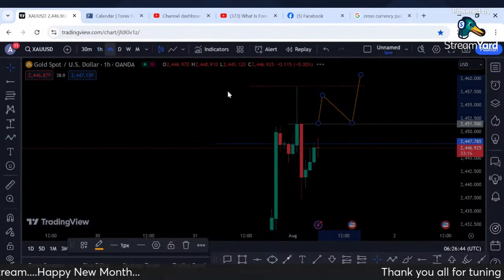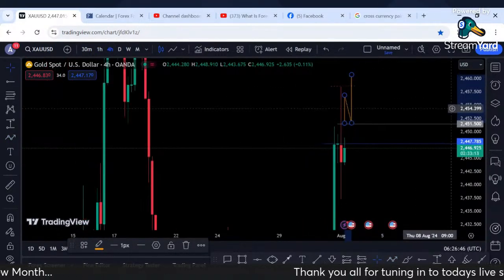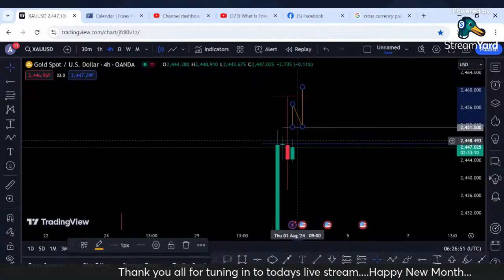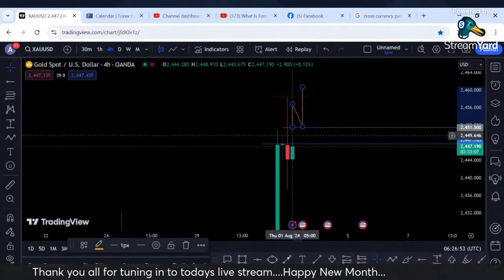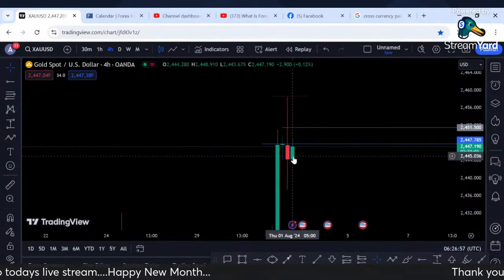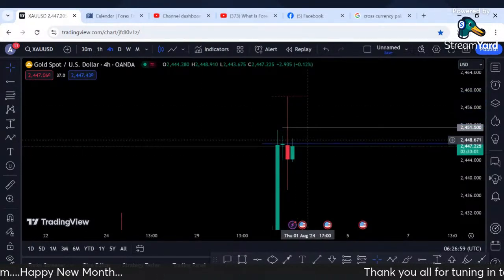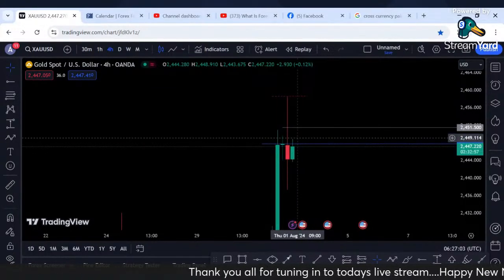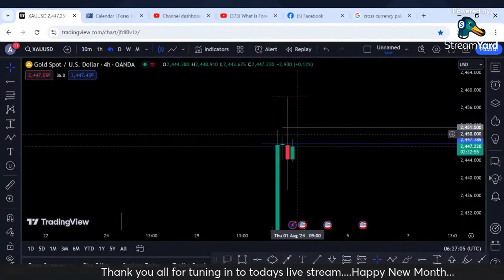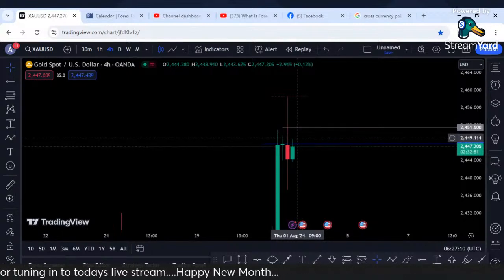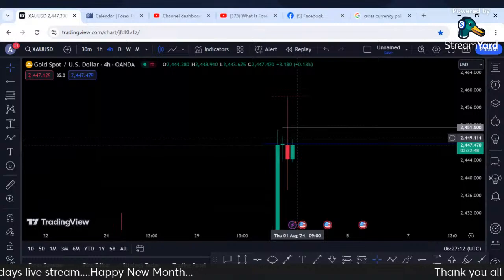Or what you can do is wait for the H4 candle, since it is in an uptrend. When the H4 candle closes above this one, not as it is ongoing, when it closes above this one, then you take a buy. This one is going to close around 9 o'clock AM. So if it closes above this one, then you take a buy.